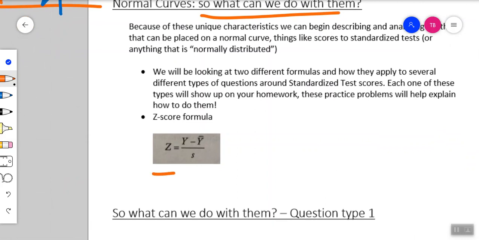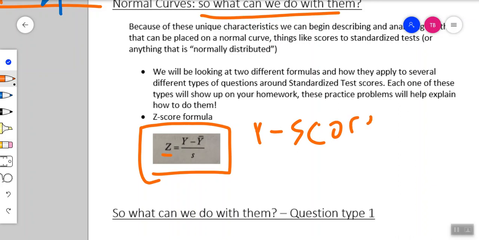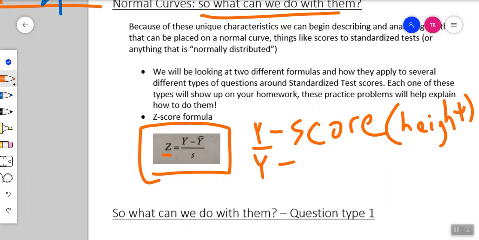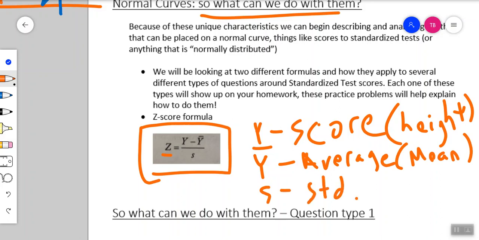Okay, so this is the basic z-score formula. As we go through, maybe take notes. All this is really saying is that z is the z-score, the thing we've been looking at, and y is the score, just the regular score, and this could also be height, whatever you're actually interested in. And again, the one with the line on top, this is the average, or mean. And finally, s is just the standard deviation.